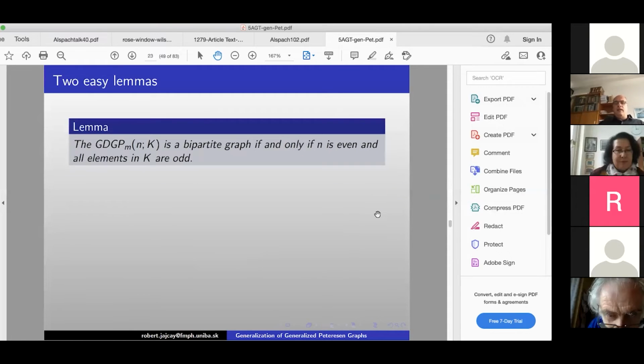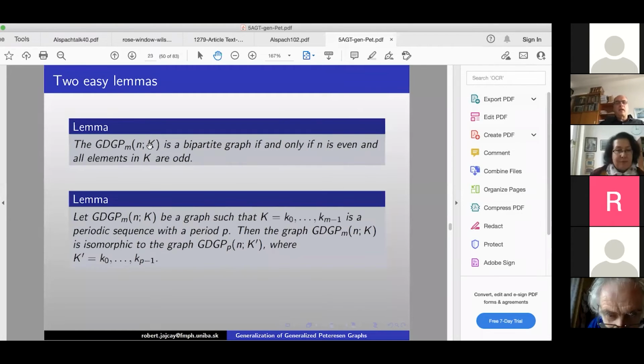So these graphs are bipartite if and only if n is even and all the elements in K are odd. Remember, K is the list of adjacent, the connecting set, if you wish. And then you also want to decide some isomorphisms, because all of these graphs are not necessarily distinct up to isomorphism. So you can have periodic sequences. If your sequence is periodic, say twice the same set repeated, then obviously it's the same as if you took half the size of the group and only used half of the connecting set. So we will always assume that our defining connecting set K is non-periodic. I don't have two groups of equal numbers following one after another.